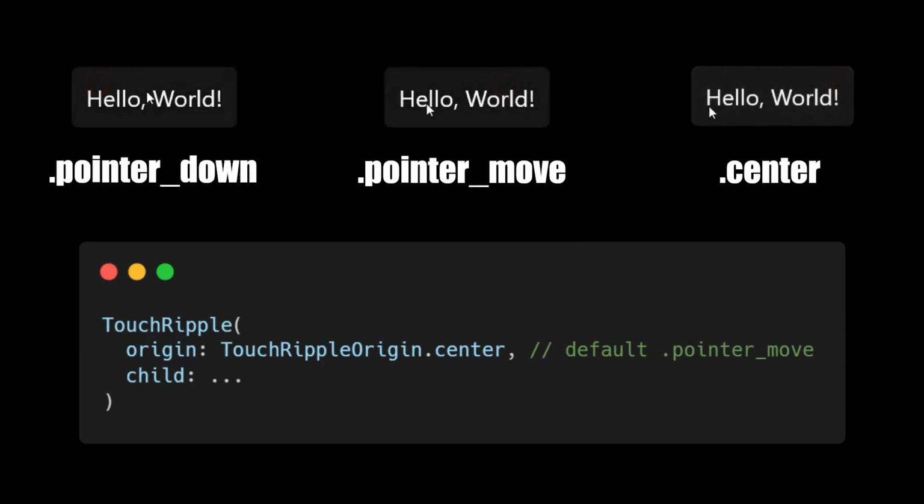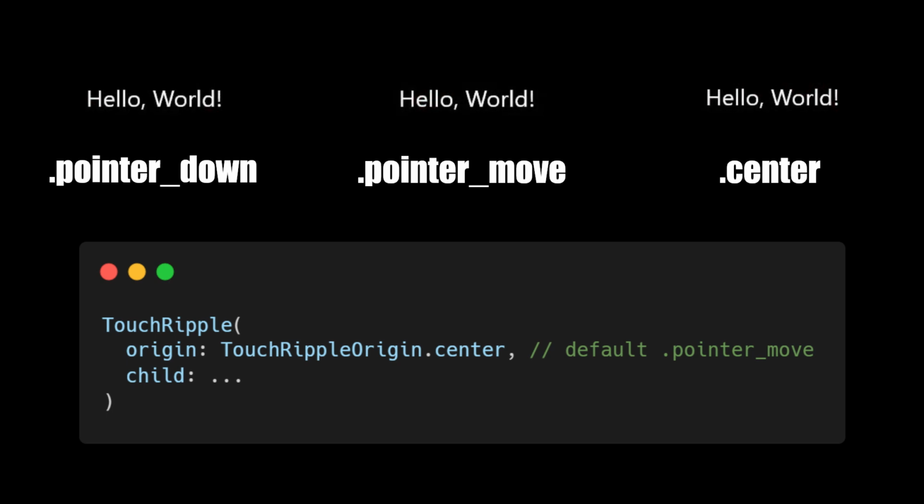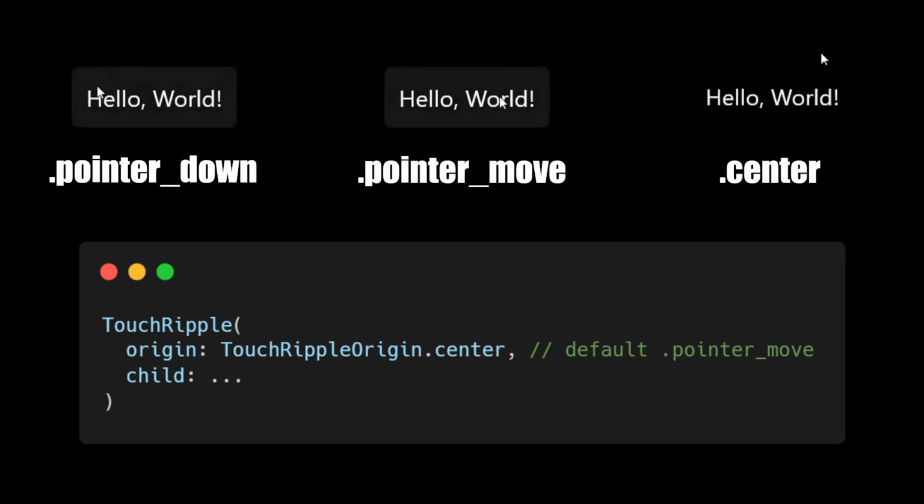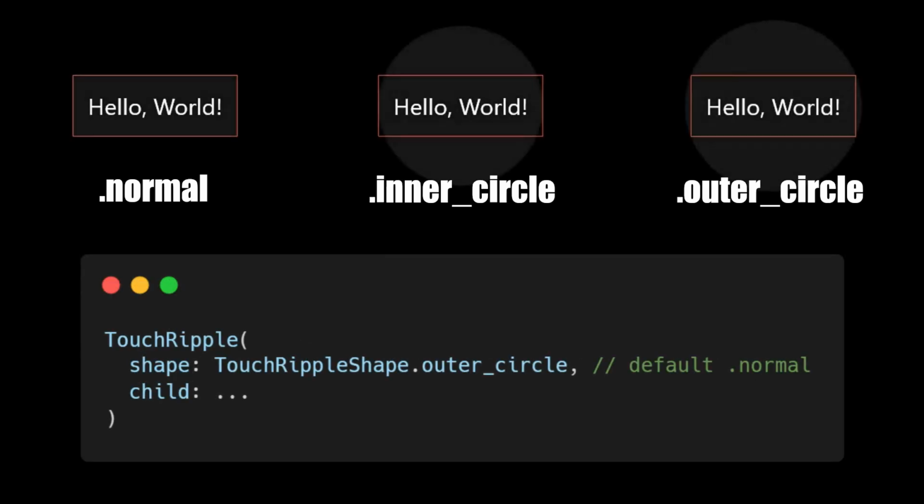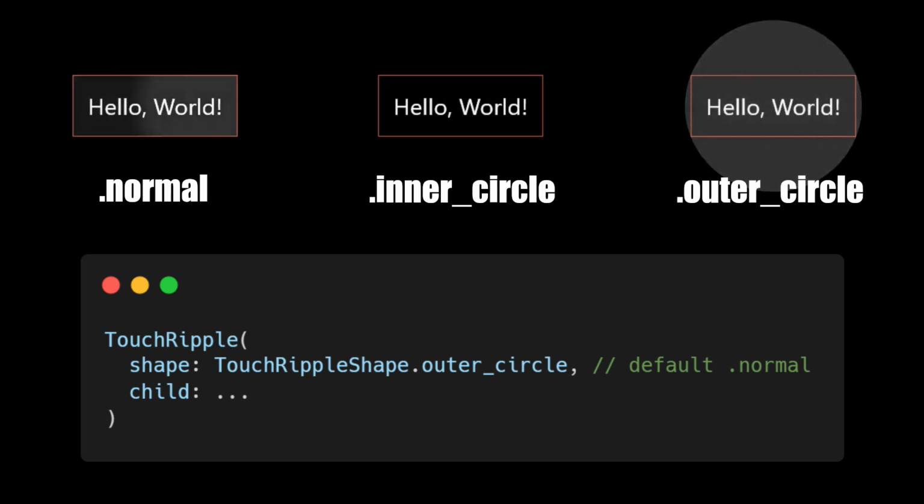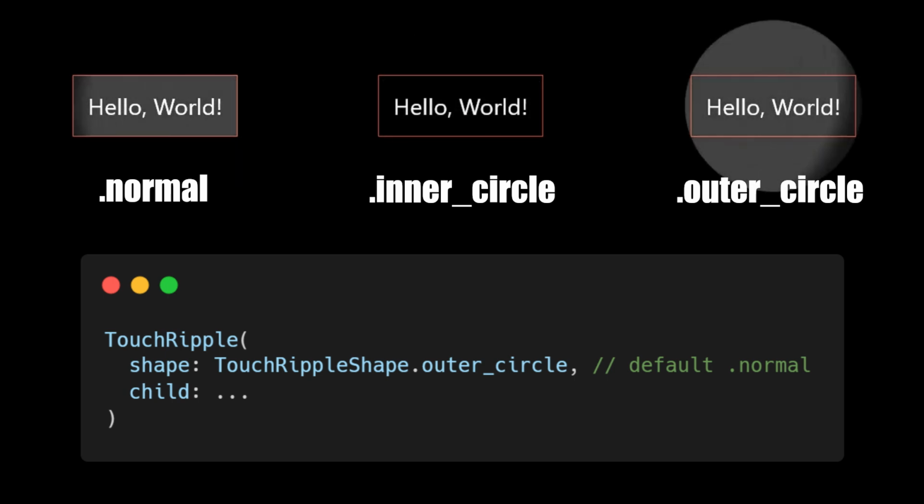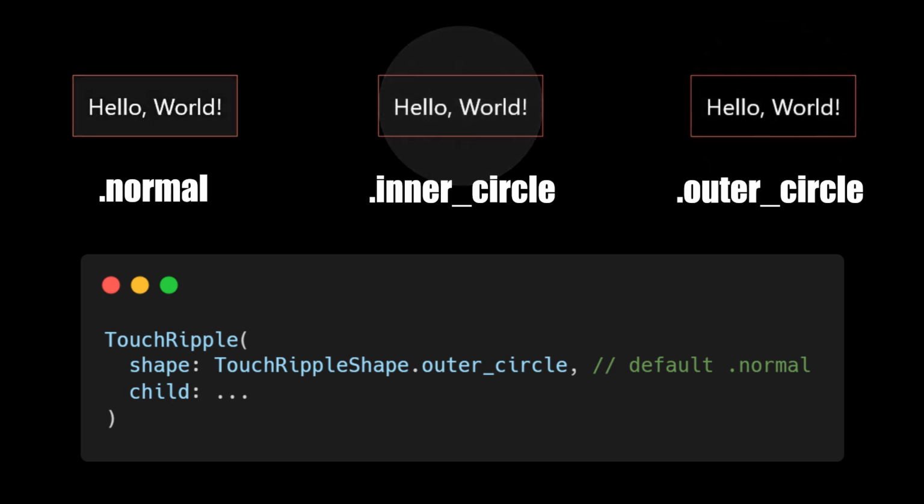The origin property sets the origin point of the effect. You can select pointerDown, which originates the effect at the pointer's down position. You can choose pointerMove, which makes the effect follow the pointer's movements. Or you can select center, which always originates the effect from the center of the widget. The touchRippleShape property defines the shape of the ripple. Choose normal to match the widget's bounds. Choose innerCircle to create a circle inside the bounds. And choose outerCircle to make a circle beyond the widget's bounds.